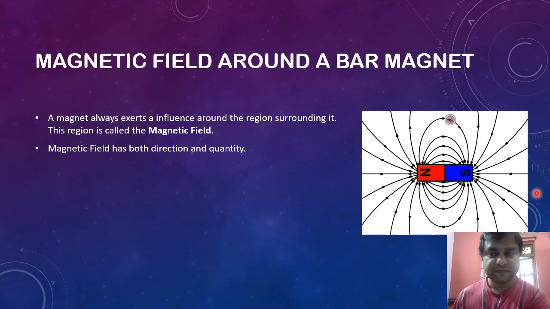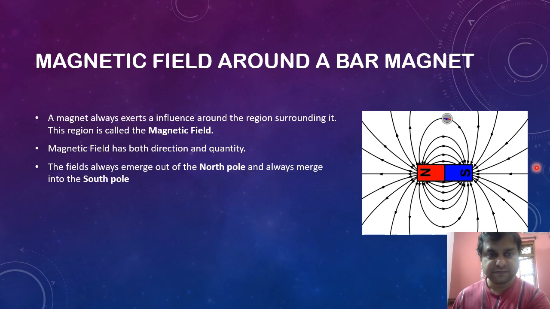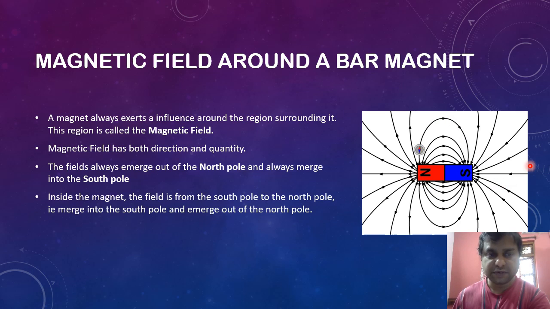Okay, so that is why it is said it has direction and it also has quantity, because the strength of the magnet will decide how great the magnetic field is, how many magnetic lines there are. And as I mentioned to you, the field always emerges out of the North Pole and always merges into the South Pole. Now inside the magnet, the field is from South Pole to North Pole.